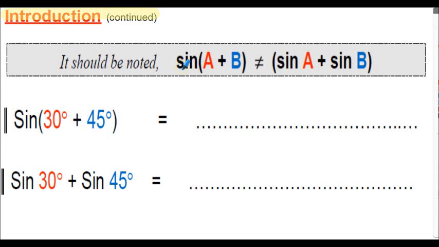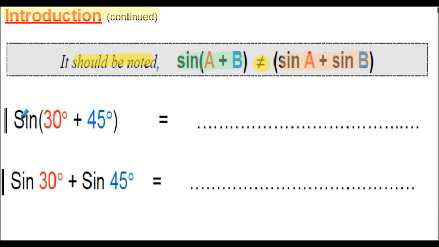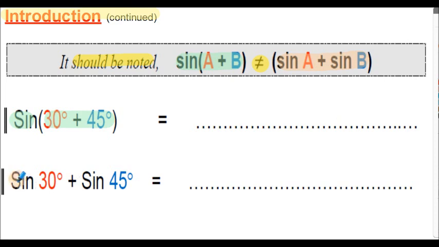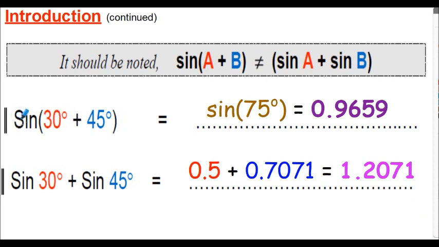Introduction continued. It should be noted that the sine of A plus B does not equal the sine of A plus the sine of B. So here are 2 calculations for you to evaluate. The first one, we have sine of, in the bracket, 30 degrees plus 45 degrees. The second sum, we have the sine of 30 degrees added to the sine of 45 degrees. If you type them on your calculator and evaluate these sums, you'll clearly see that the answers are different.